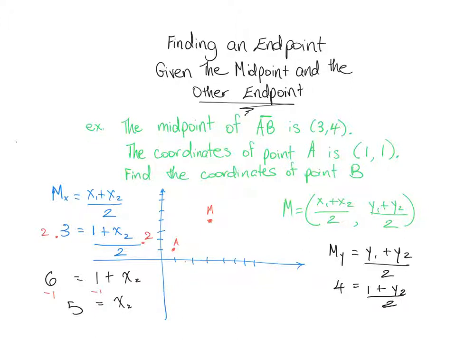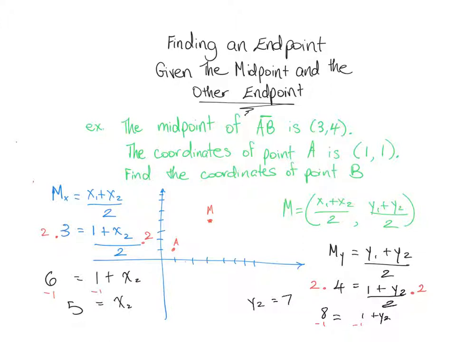And we can go ahead and do what we did in the last side, on the left side, multiply by the denominator or cross multiply, and we get that 8 is equal to 1 plus y2. And we can isolate our y2, and that means we have to subtract 1 from both sides, and we get that y2 is equal to 7.